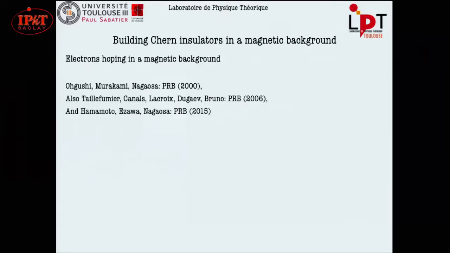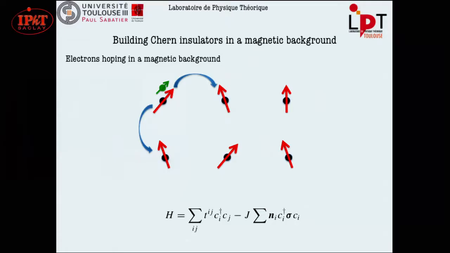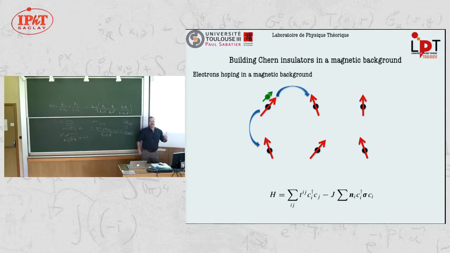Okay, the first part is based on very well-known work done since the year 2000 by Nagaosa's group, and there is also a nice paper by Claudine Lacroix, Benjamin Canals, Schreiffer, and Dugaev and Bruno group about the interplay between a magnetic background and electrons hopping. Okay, so the problem is very simple. Imagine you have a magnetic background which is represented here by some kind of lattice and some big spins that you are going to consider fixed, at least at first.